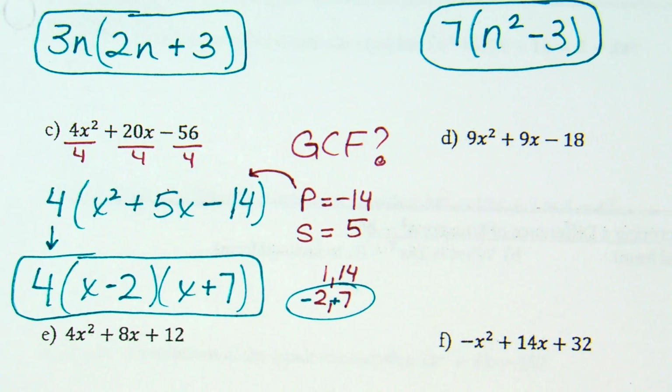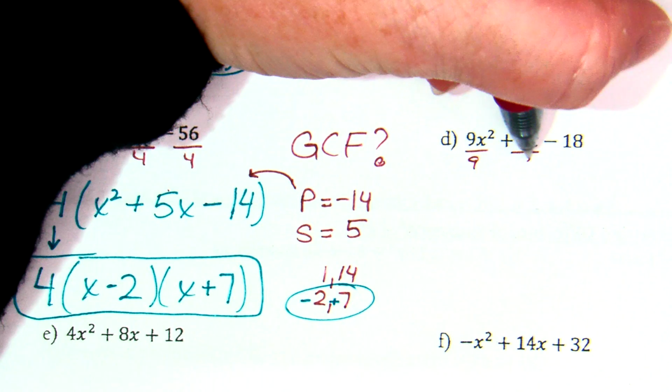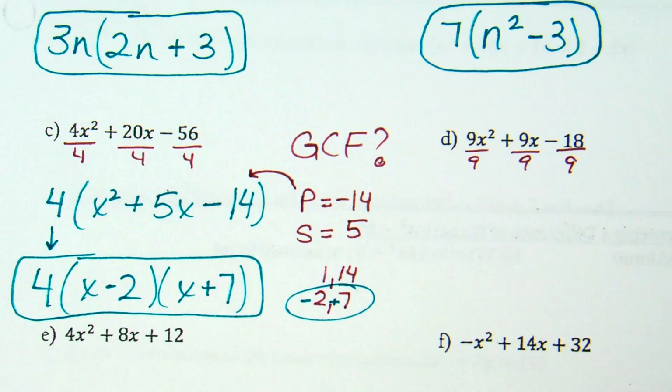Okay, D. First question: can you divide it by 9? Is there a GCF? Yes, 9. What about a variable? Nope. But 9. She says 9, she randomly threw out 3. Which are we supposed to use? 9, because it's the greatest. Sorry, just a good example for me to throw out there. So my 9 goes out front.